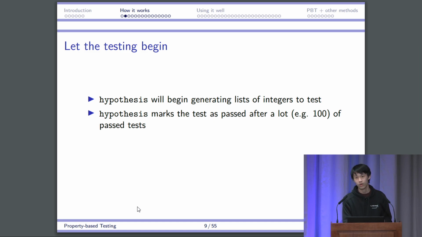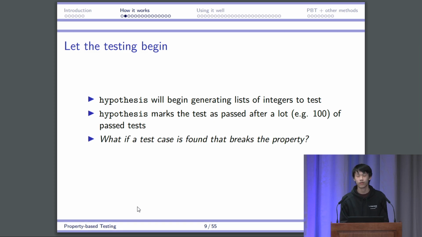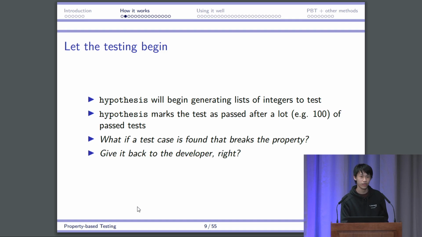However, what if it finds something that breaks the property? What if an assertion fails? Well, we can just give that code back to the developer, right? We've found a breaking case. So that's what I told Hypothesis to do. I told it to just give me the first failing case that it found for my buggy reverse function. And here it is.